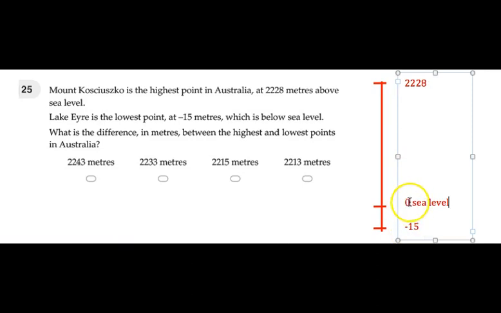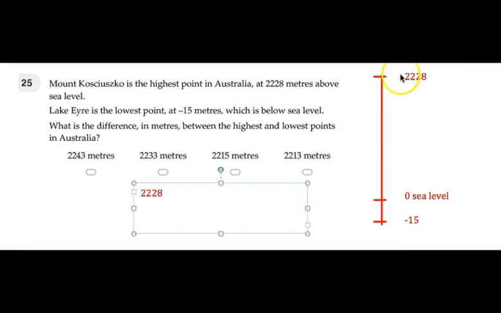Now, the distance from 0 to 2,228 is 2,228 metres, and from 0 to negative 15 is also 15 metres. So this distance here, which is 2,228, plus this distance here, 15 metres, gives us 2,243 metres.